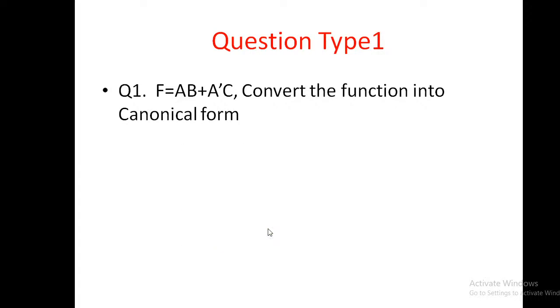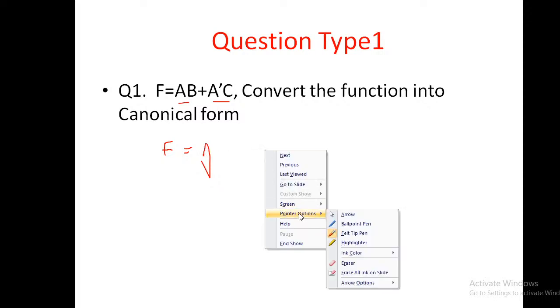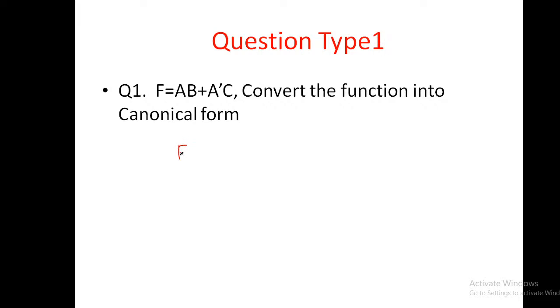When you are going to convert this function into canonical form, what you have to do is find which variable is missing. Which variable is missing here? The first product term is this and the second product term is this. For the first term the missing variable is C, and for the second product term the missing variable is B. So how will the function be solved? You just have to multiply AB with the missing variable, that is C plus C bar.